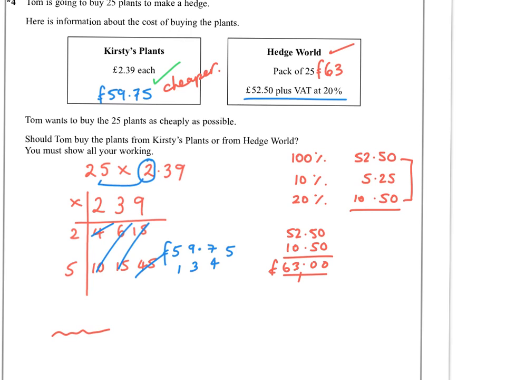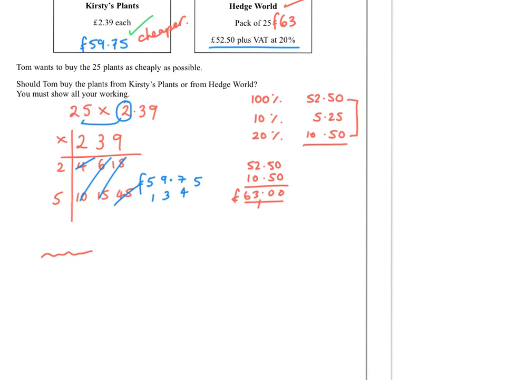Also, for the Hedgewild situation, you could do 52.5 times by 1.2, because what that means is you've got 52.5 times the 1 plus the 0.2, and if you times it by the 1, that's finding 100% of it, and if you times it by 0.2, you're actually finding the 20%, but then you're adding them both together to get the 120%, i.e. the whole amount plus the 20% more.